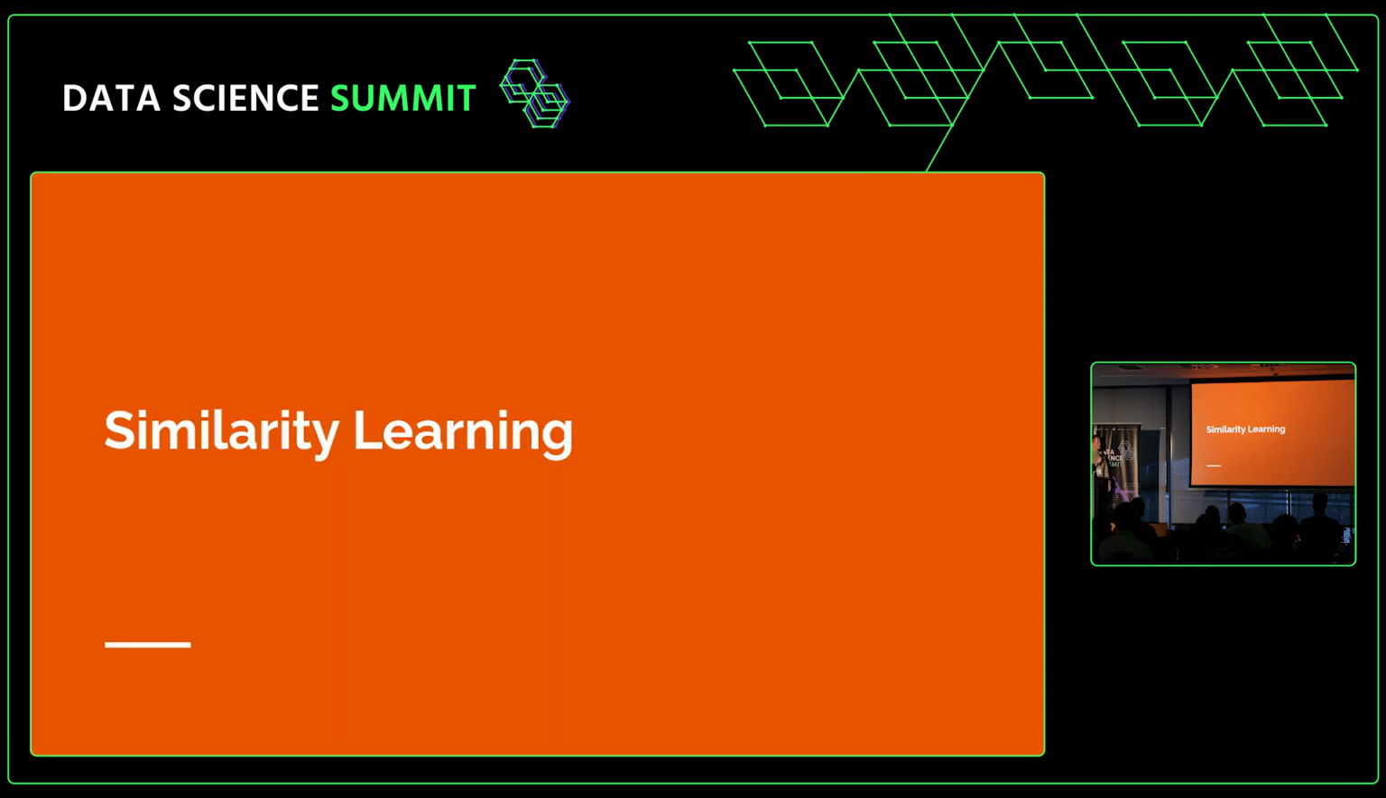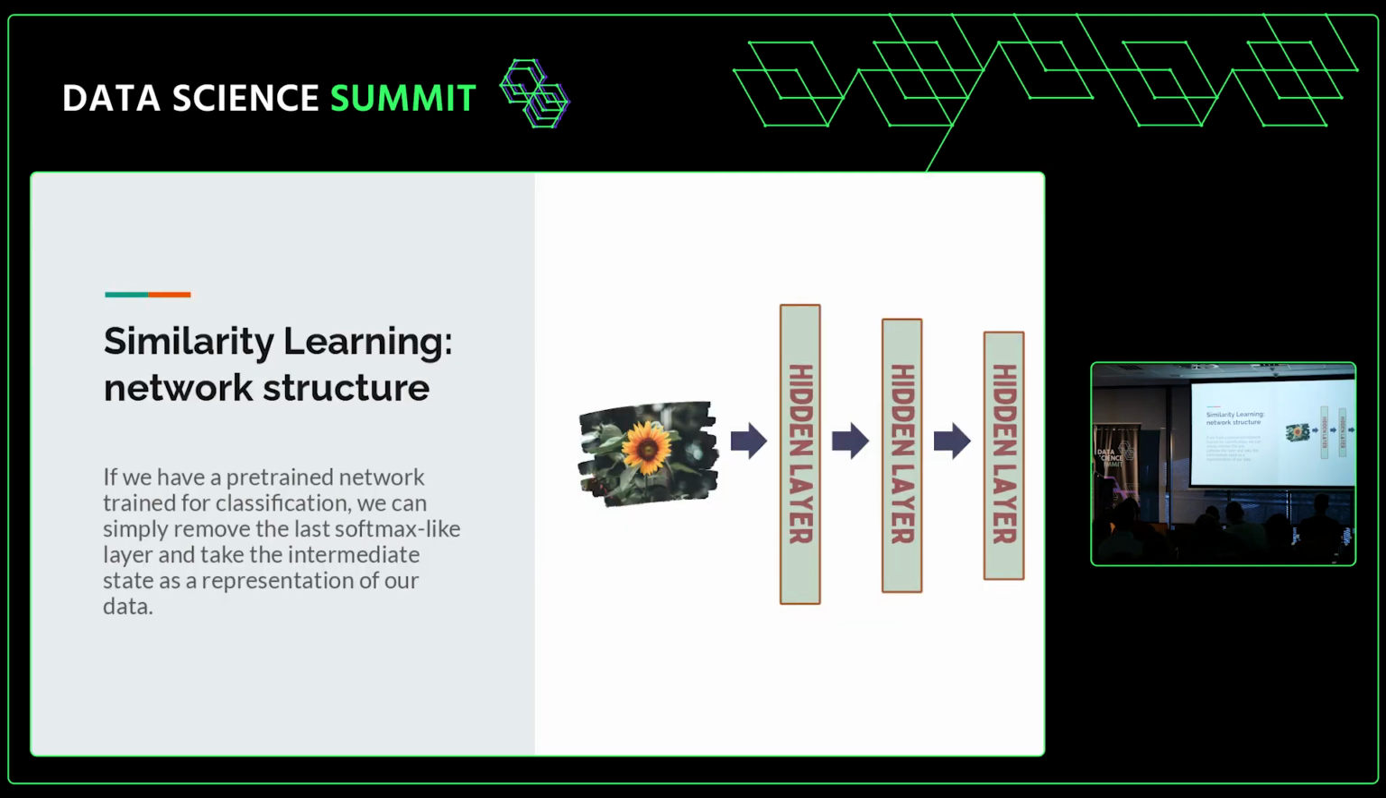But let me just focus on similarity learning for a while. Similarity learning is just a different way of how we train our networks, just a different type of challenge we try to solve with them. Coming back to the network structure, if you have a pre-trained model and just remove the last layer of that model, you can use those signals. So this last hidden layer would produce those neural embeddings in that case.